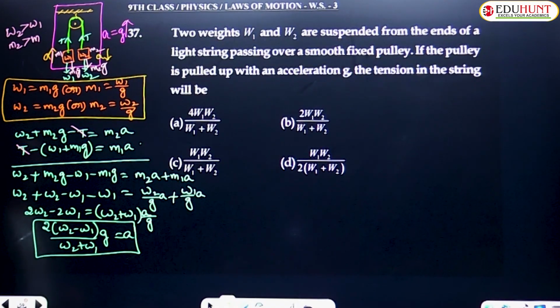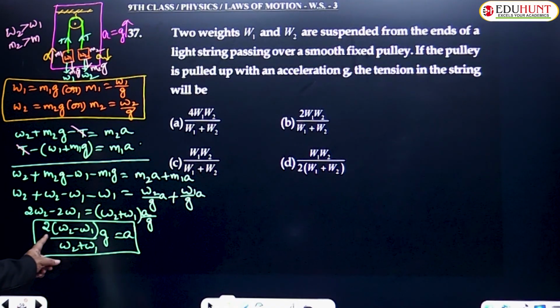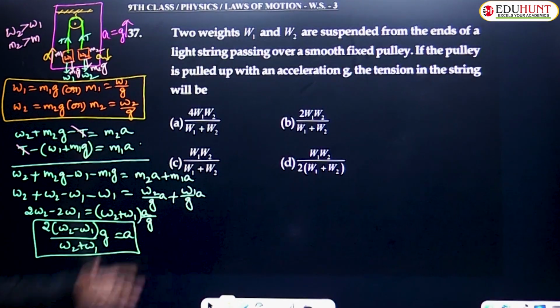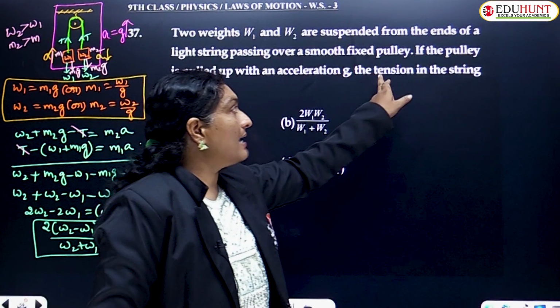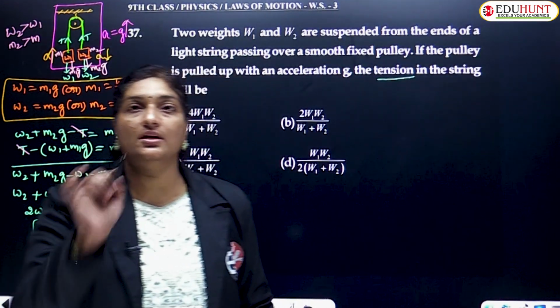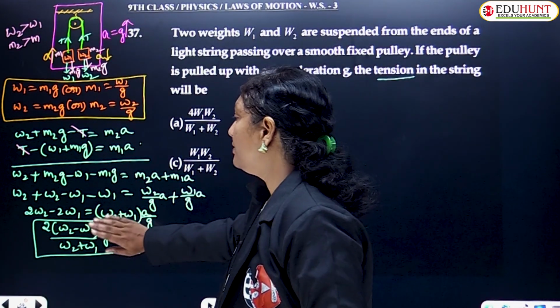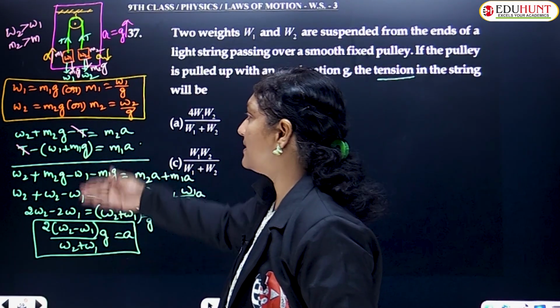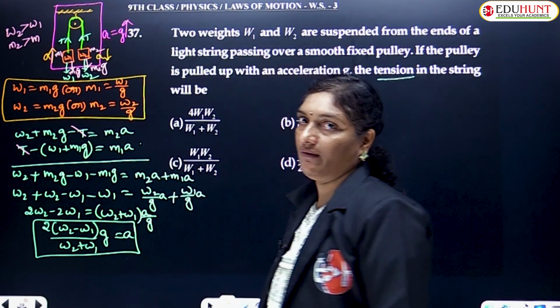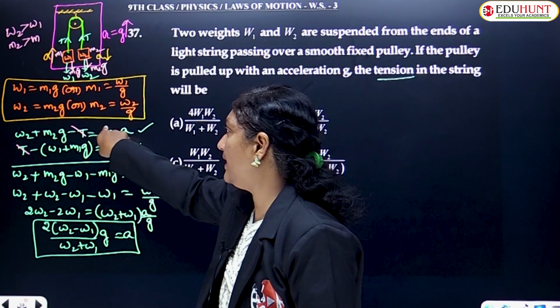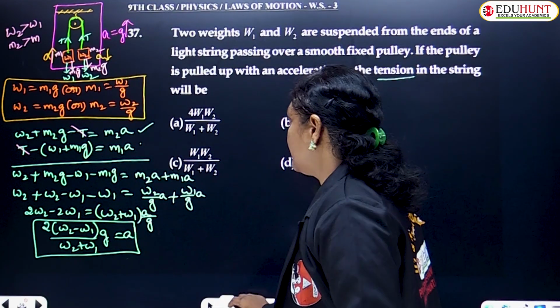So 2 times W2 minus W1, bringing this W2 plus W1 to the other side, and G to the other side, into G is the value of A. The value of A is found as how much, children? 2 times W2 minus W1 by W2 plus W1 into G. This is your acceleration. But children, if you observe the question, they are asking us to find the tension in the string. As we have found the value of acceleration, you can substitute it in either of the above equations. Let us go for equation 1. So substituting the value of A in equation 1, we'll see what happens.